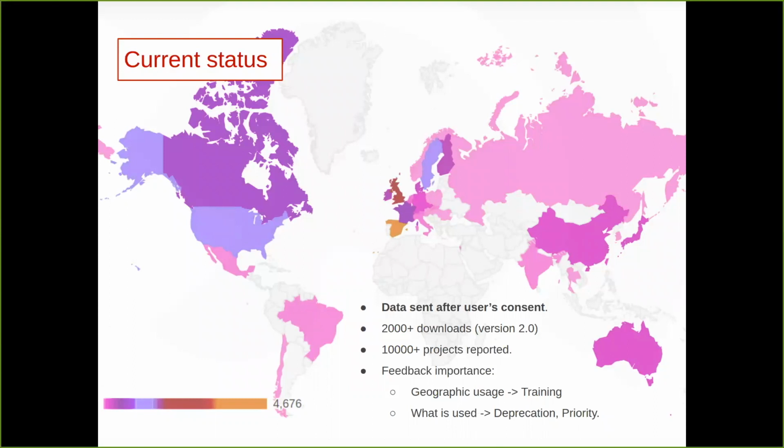And yeah, the feedback for us is important. As I mentioned before, the geographic usage will allow us to decide where to organize trainings, and also the usage of some protocols will allow us to deprecate some functionality if no one has ever used it, so why maintain it, or otherwise give high priority to some methods that are commonly used and maybe require some maintenance or updates or fixing.